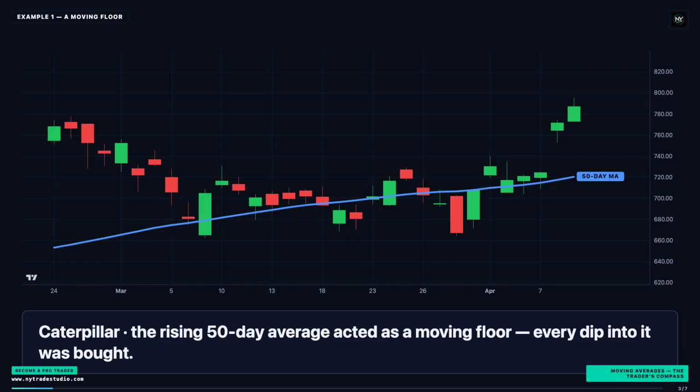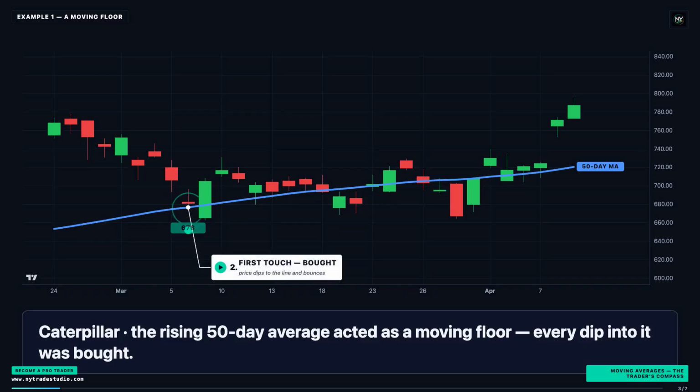Now watch what happens each time price pulls back. In early March, price dips down and touches the rising line, right around 676. Instead of breaking through, it bounces. Buyers step in at the average and lift it back up to 716 within a few days. This is the key idea in a healthy uptrend. The moving average acts like a floor. It is not flat and horizontal like a normal support level. It is a dynamic one, sloping up with the trend. But it does the same job, catching price.